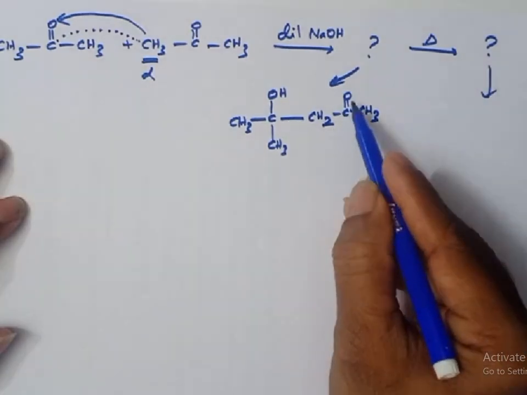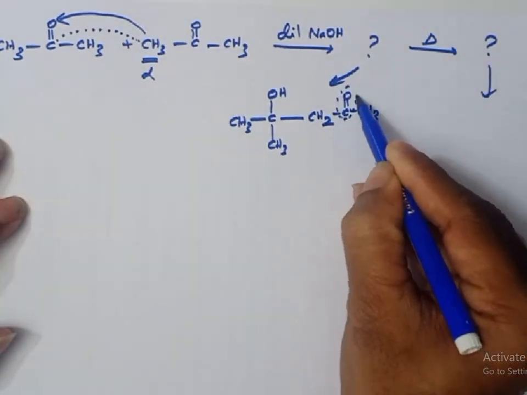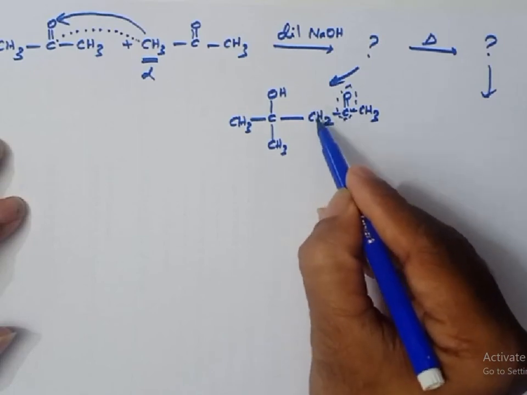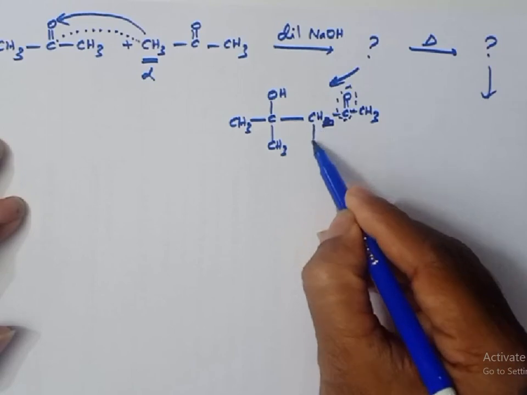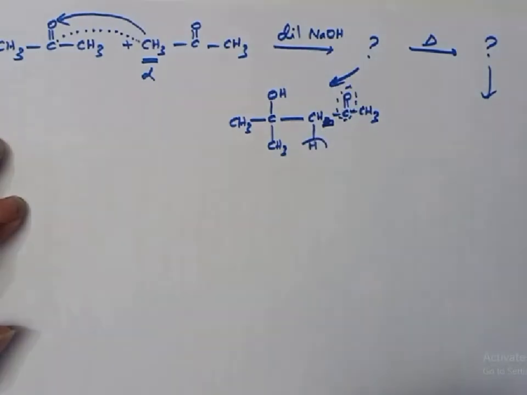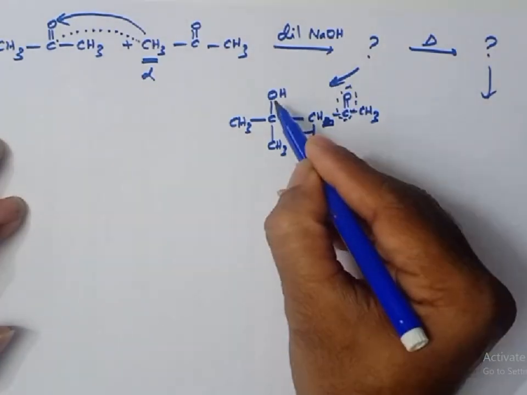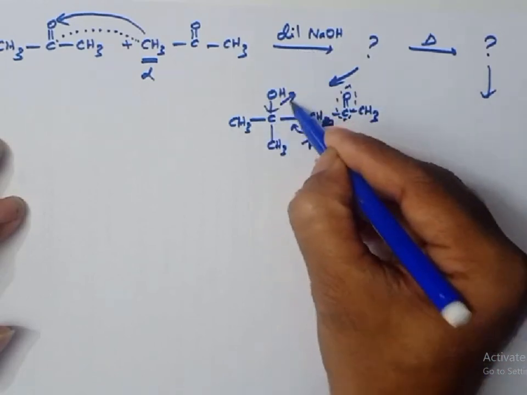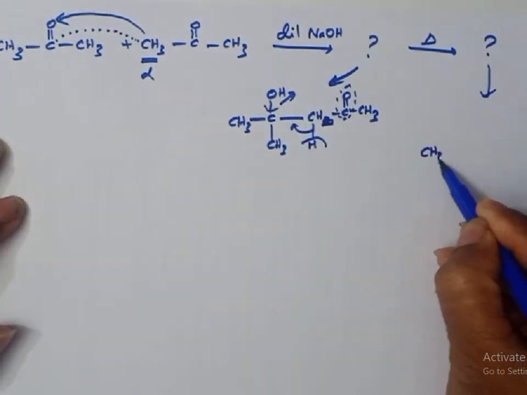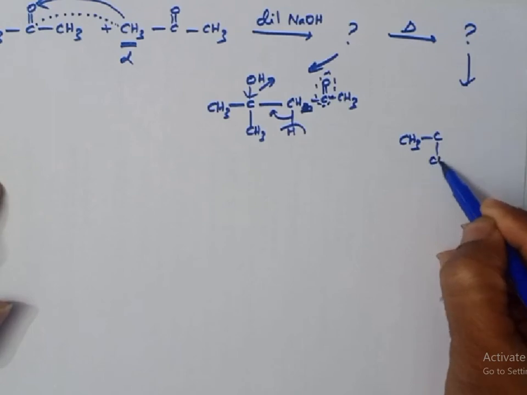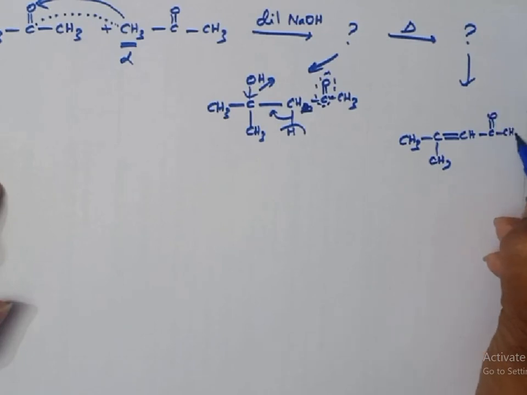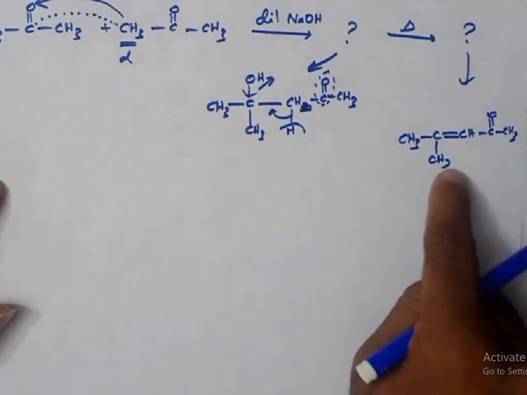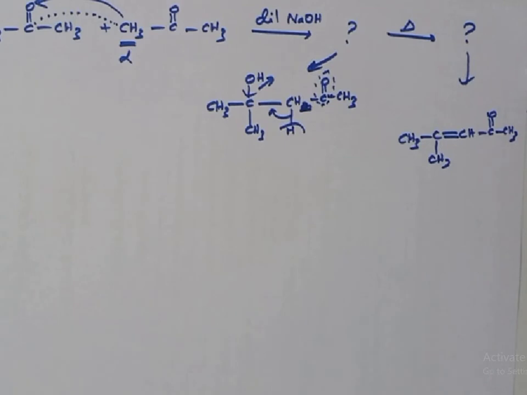On heating, see this, we have a carbonyl group here, and the adjacent carbon contains hydrogen. That hydrogen is acidic. So out of two hydrogen, I'll take one hydrogen and remove that. The hydrogen leaves as H plus, and this bond will move over here, and OH comes out. Okay, and you'll get this product, that is CH3, C, CH3, double bond, CH, CO, CH3. This is the final product, the aldol condensation product.